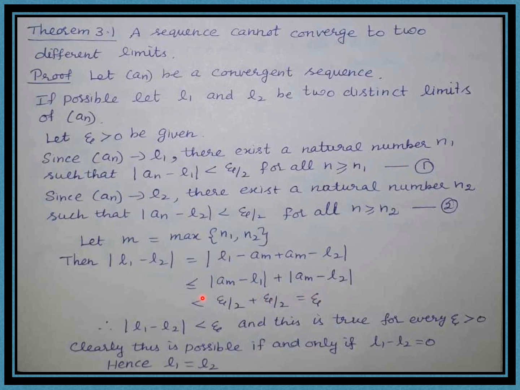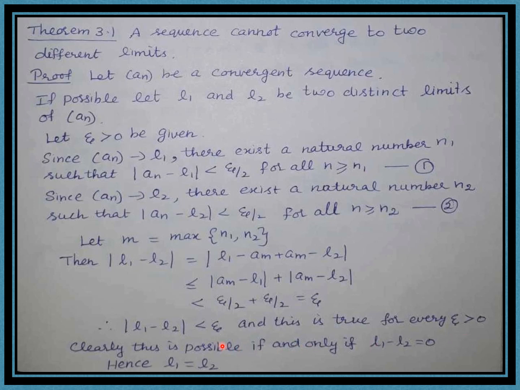By 1, we know this is less than epsilon by 2. By 2, we know this is less than epsilon by 2. So we get this absolute value is less than epsilon. See, we have taken that epsilon is greater than 0. So it may take a value 0.00001, or it may take some 0.1, or it may take a value 10. So this is true for all epsilon values.